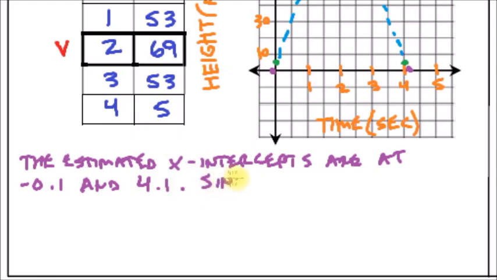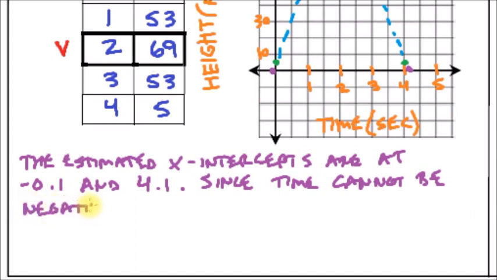Okay, now let's put another explanation here. Since time cannot be negative. Why am I writing that? Because class, take a look. We have two values that x can be. Two values when the ball is on the ground. But the negative 0.1 means nothing. That's prior to us throwing it. So that's not even a logical answer. So when you get a negative time, you just ignore it. So since time cannot be negative, then our final answer is the ball.